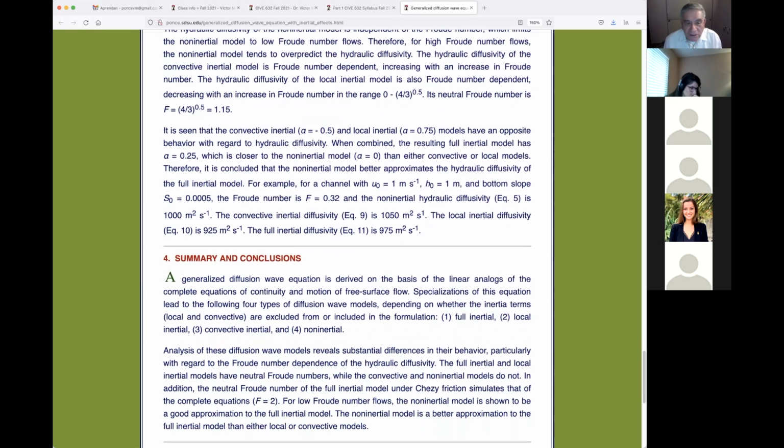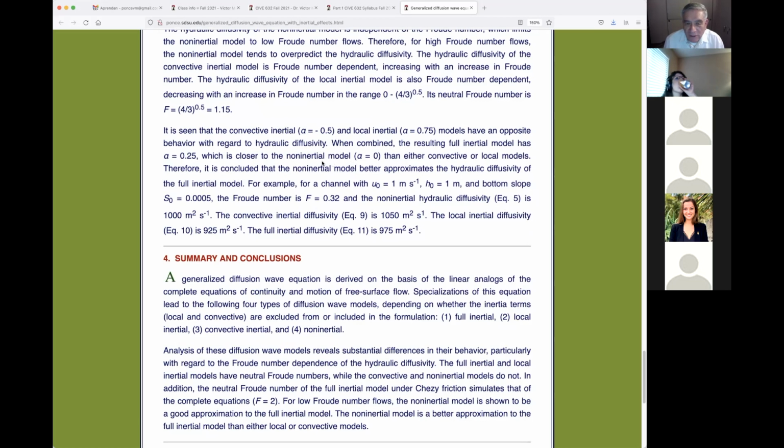So we've seen in the convective inertial model and the local inertial, the convective inertial model has an A of minus 0.5, and the other one has an A of plus 0.75. So they have an opposite behavior. The second one is actually not quite good. When you combine them, you have 0.75 minus 0.5, we get 0.25, which is closer to the non-inertial model.